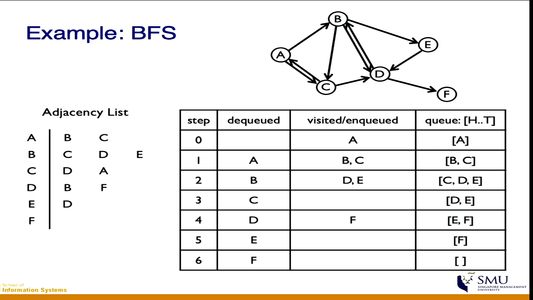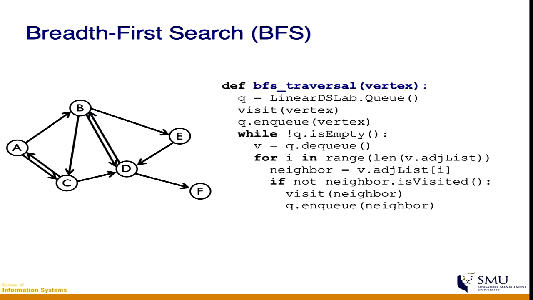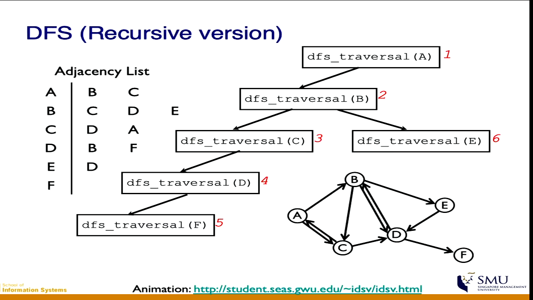Now, if we contrast this to the earlier one, which is DFS, look at the sequence, right? We're going to look at the sequence here. The sequence for DFS is A, B, C, D, F, E. So that is the sequence for DFS. The sequence for BFS is A, B, C, D, E, F.